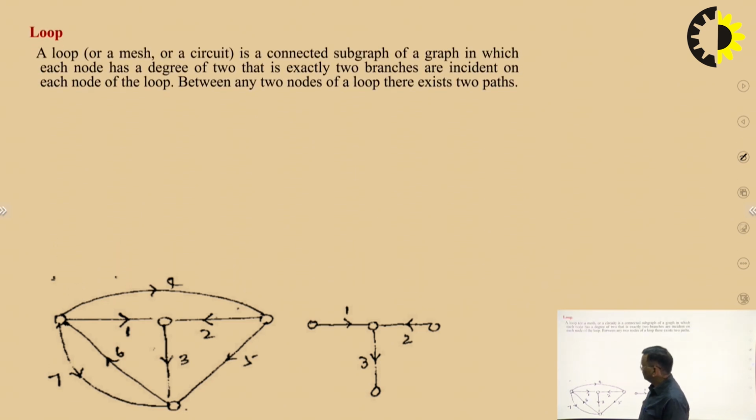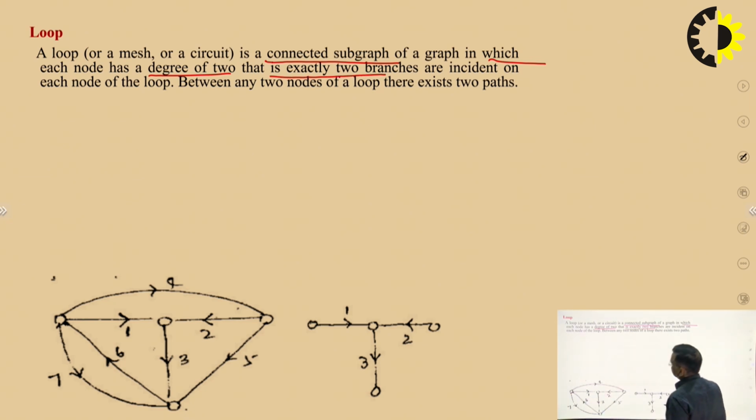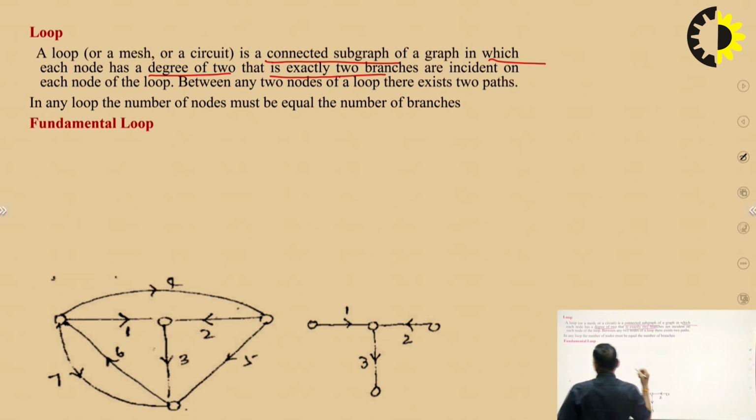Now another term is loop. So what is a loop? A loop, or we can say a mesh or a circuit, is possible in a connected subgraph in which each node has degree 2, that is, exactly 2 branches are incident on each node of the loop. So this is a graph, and I have taken one tree. So how many loops are there? We can see 1, 2, 3, 4. 4 loops. Then we have the outer, then the inner. So there are n number of loops. In any loop, the number of nodes must be equal to the number of branches. But we are interested in the fundamental loop.